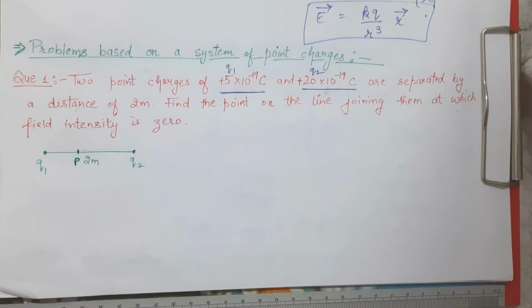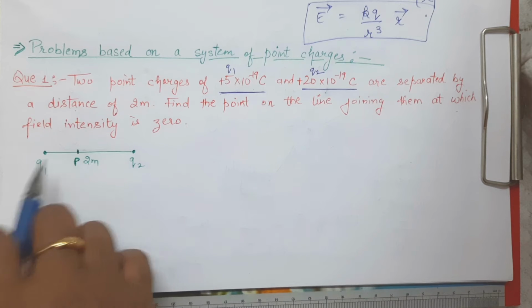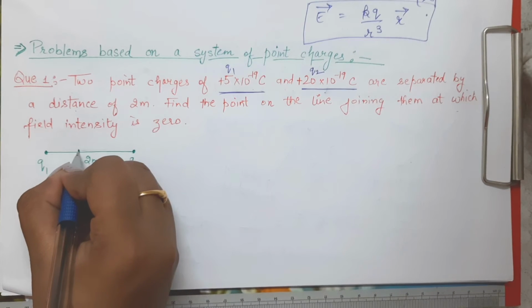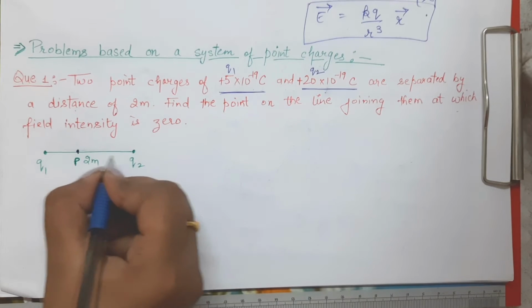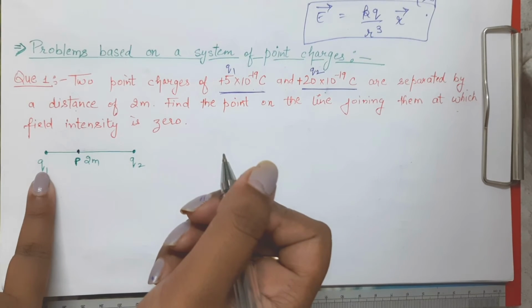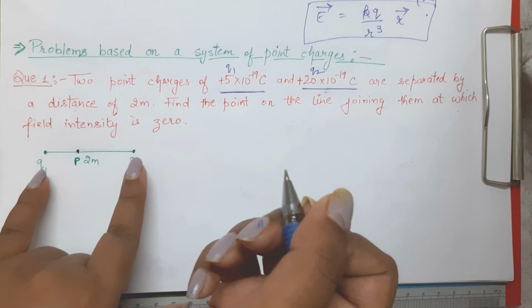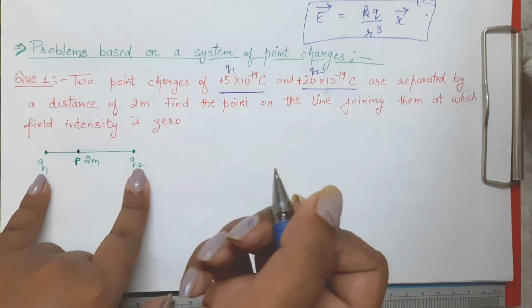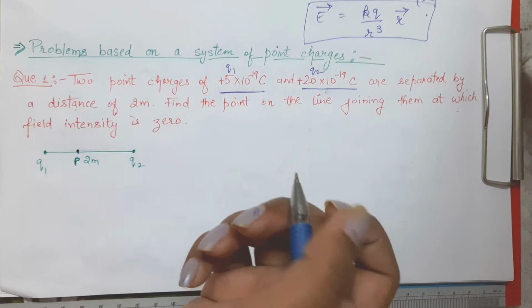We know the values of Q1 and Q2 here. Now they are saying the electric field at a point on this line should be 0. So at this point, suppose the field is 0. That means the electric fields due to these two charges will be equal, cancelling each other out, equal and in opposite direction.